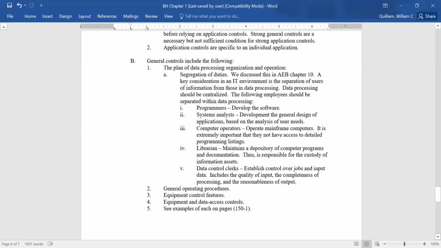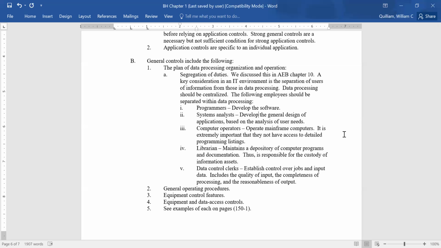And the following employees should be separated or segregated within data processing to maintain good internal control. First of all, programmers. They develop software. Second, systems analysts. There we have development of the general design of applications based on the analysis of users' needs. Then computer operators. They operate mainframe computers. It's extremely important that they not have access to detailed programming listings because that can allow them to go into programs and make some unauthorized changes and perhaps commit fraud.